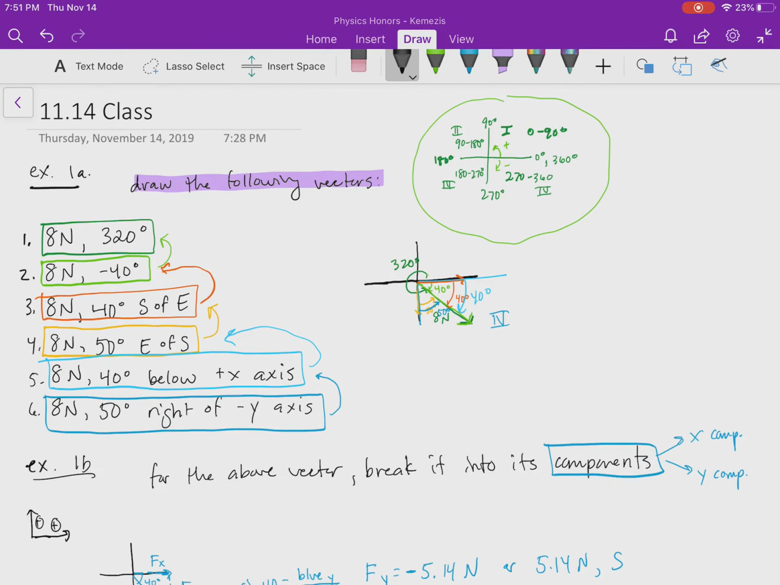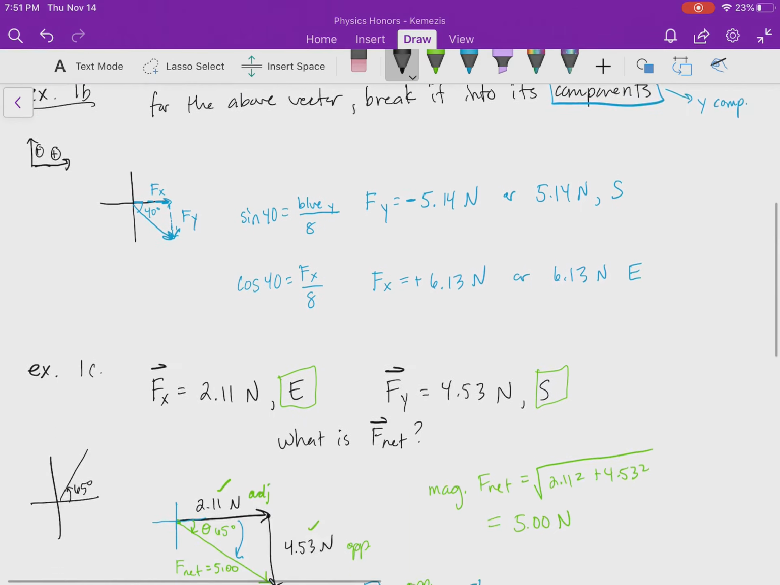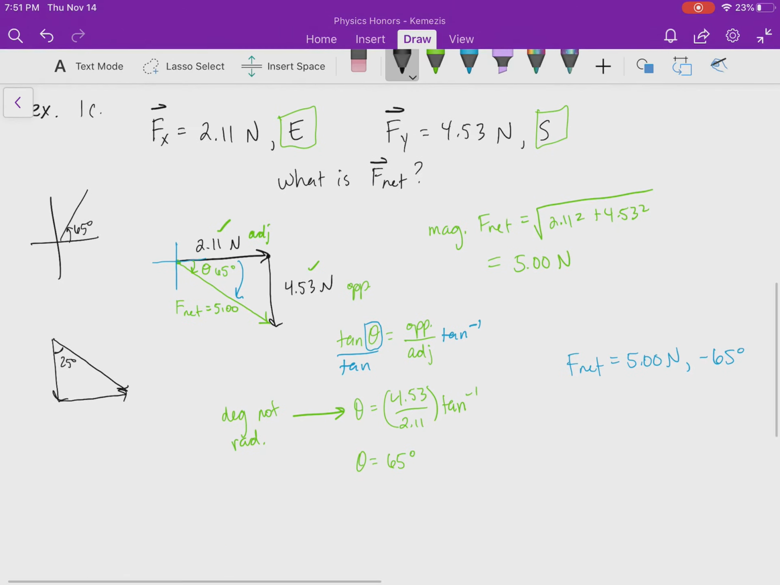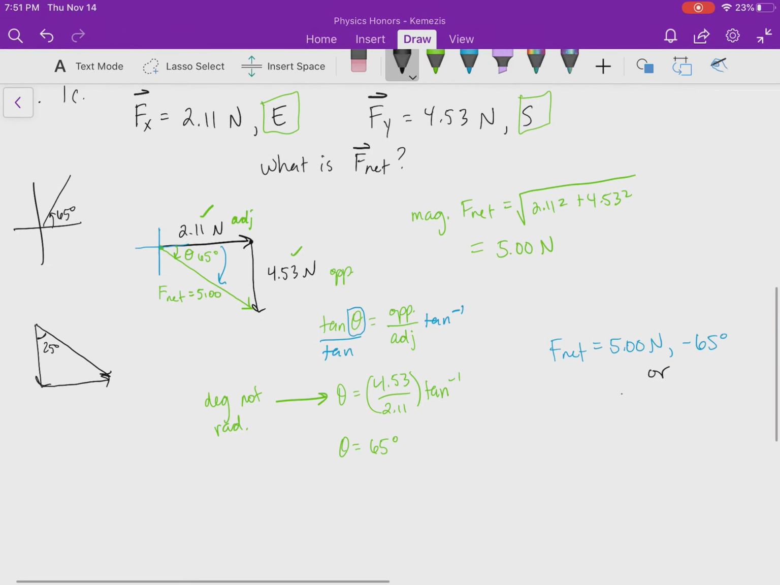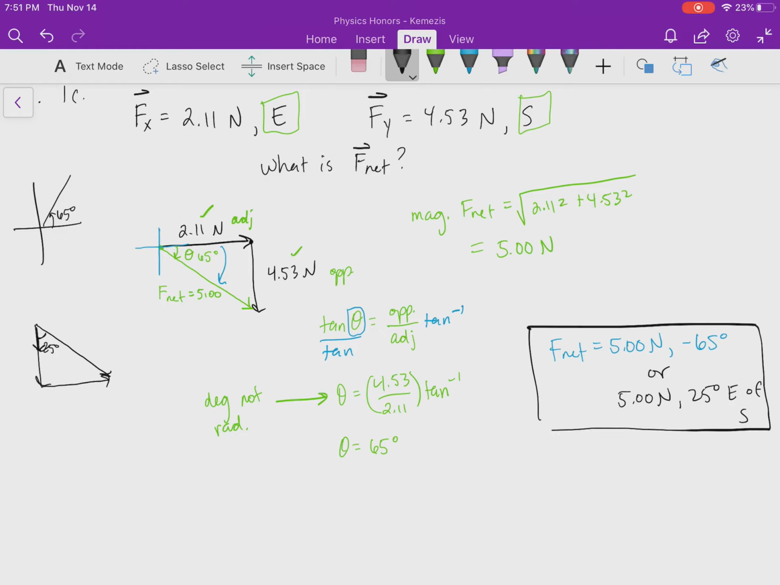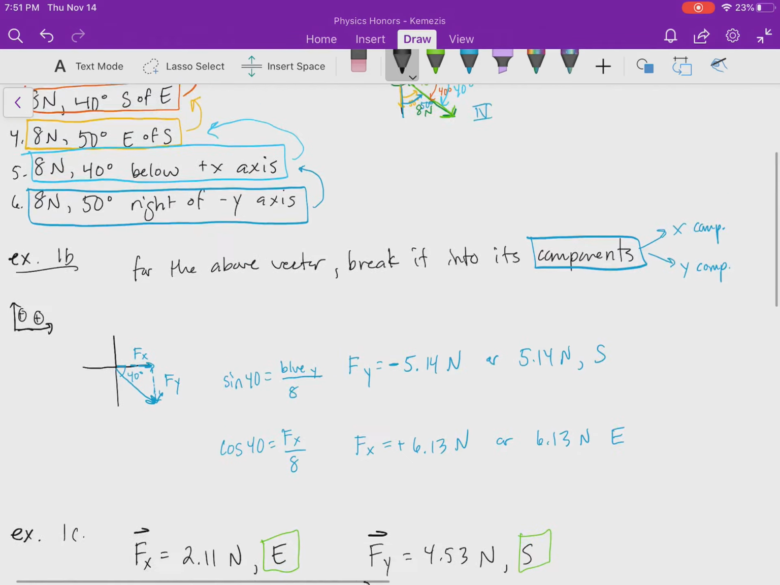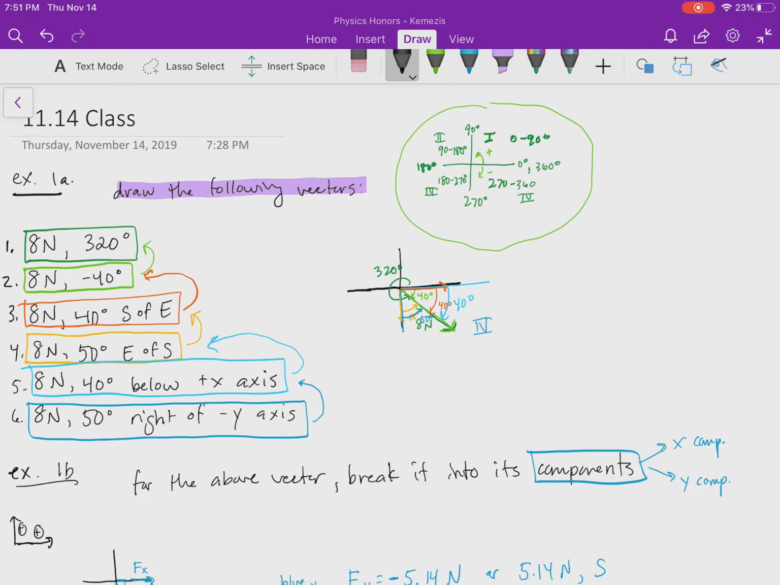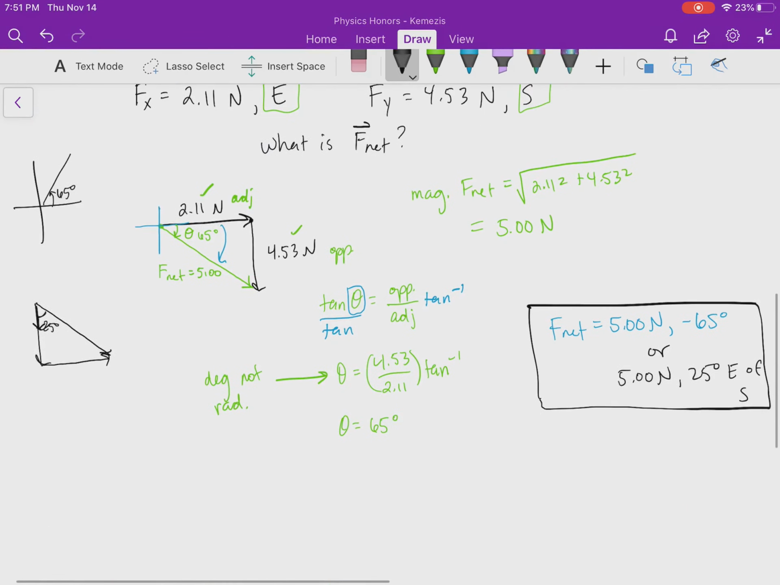So if you got 25, you would have to start talking about the right of the negative y-axis, or east of south. Okay, so another way to write it would be 5 newtons. Let's call this 25 degrees. And we're going south, and then we are going east of it. So we are going east of south. And both of these things mean the exact same vector, like all 6 of these mean the same vector.